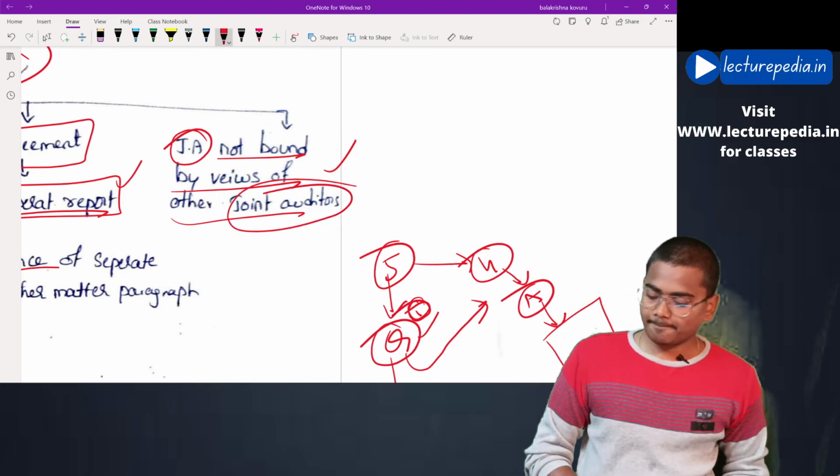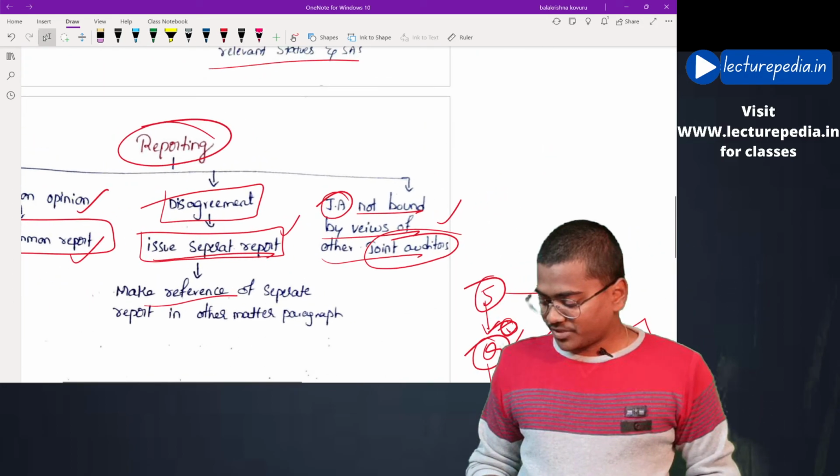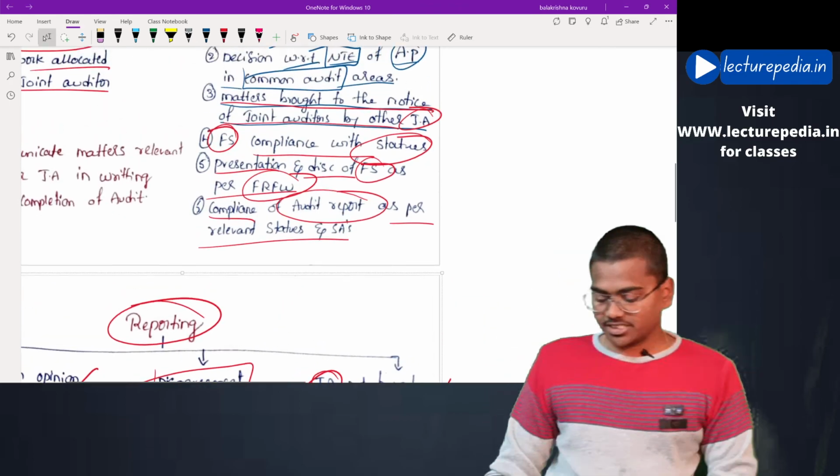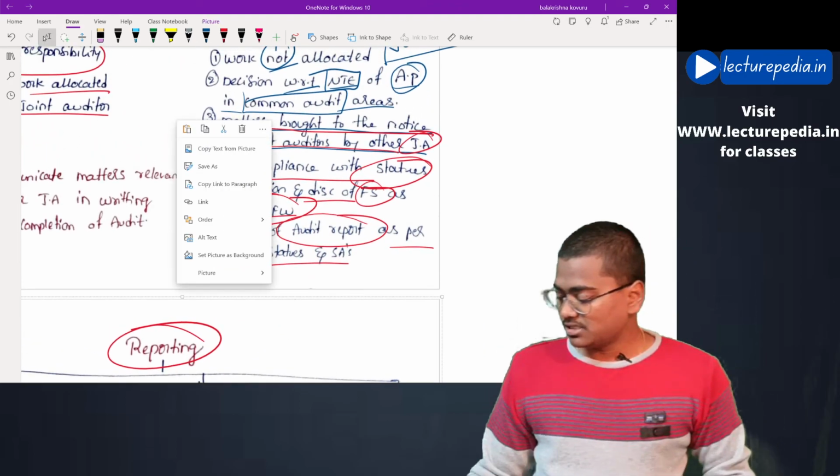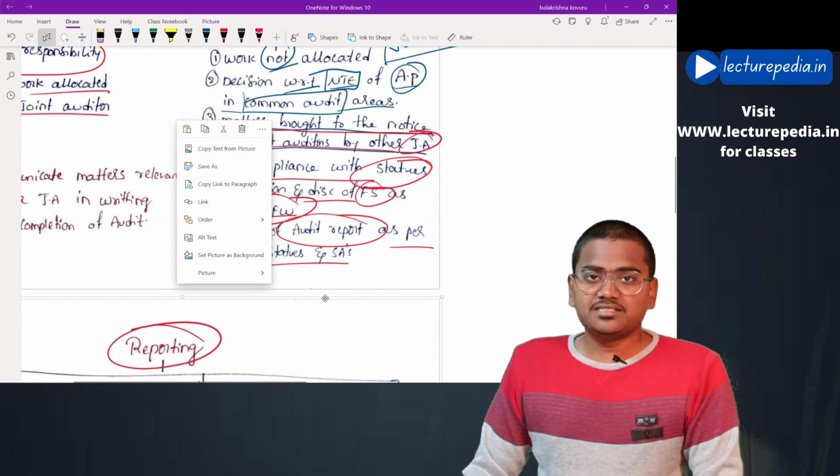Hope this is clear. By this, revision of SA 299 is completed. In the next class we will be starting with revision of the 300 series.